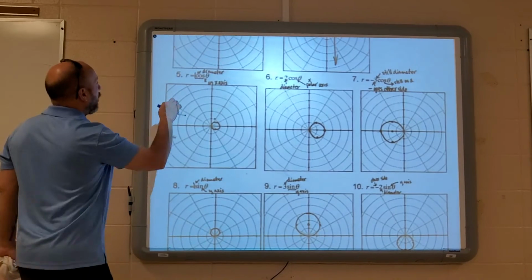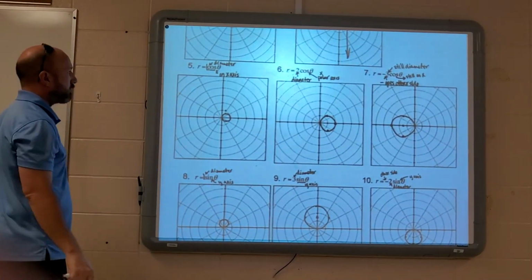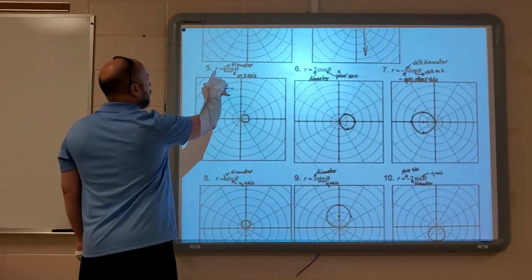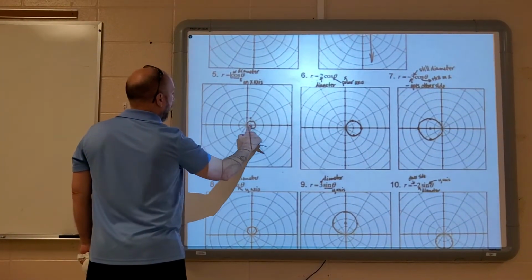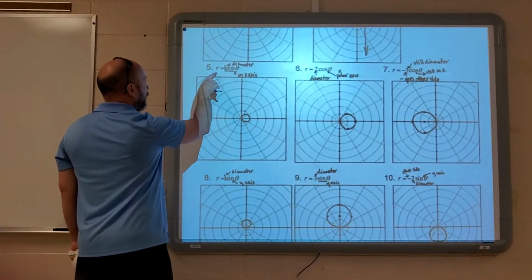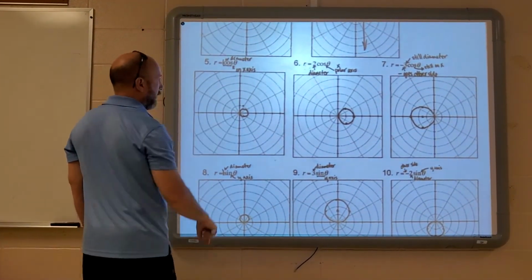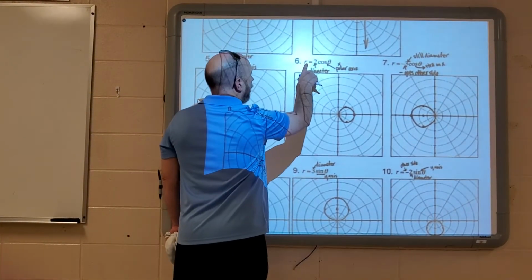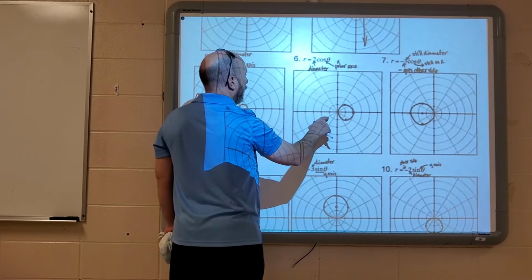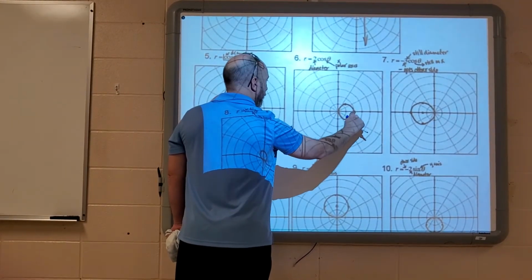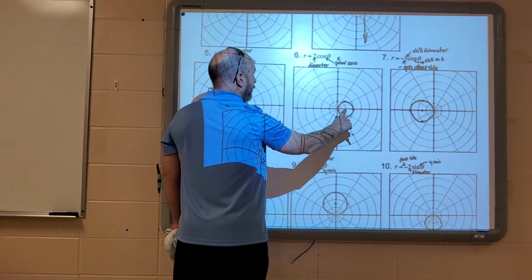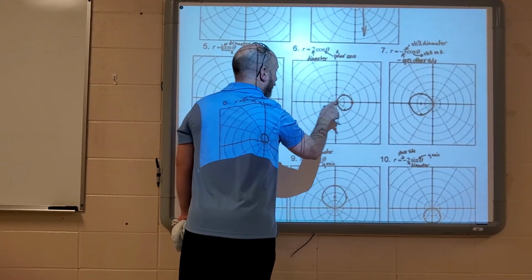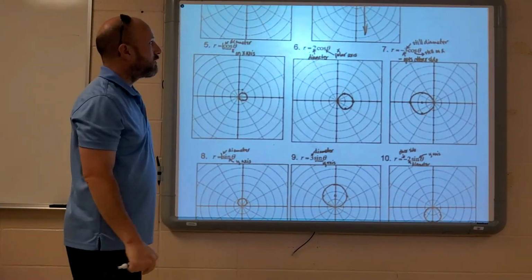Okay, so r equals cosine theta. Well, that's 1 cosine theta. So it has a diameter of 1, and it's a circle moving on the x-axis because it's r cosine. Okay? Same thing here. r equals 2 cosine theta. Well, the diameter is 2. So from here to here is 2, centered at 1. Okay? And it's a circle because it's cosine, it moves on the x.